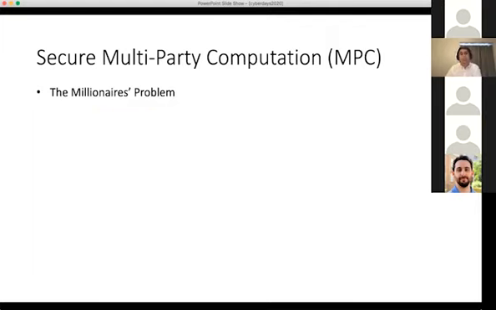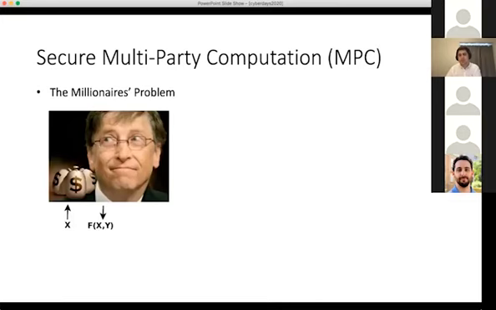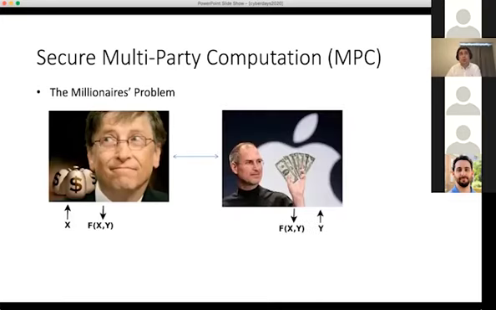And in this problem, you essentially have two millionaires who want to know who is richest. However, they don't want to reveal the amount of money that they own. They don't want to reveal their wealth. They wish to keep this information private. So in order to determine who of them is the richest, they execute a cryptographic protocol that outputs a function indicating which wealth value, X or Y, is larger.